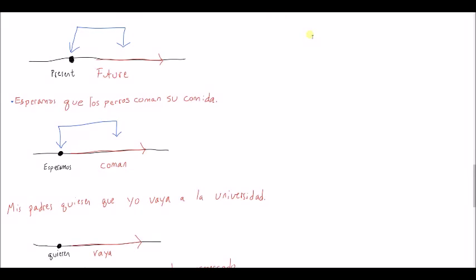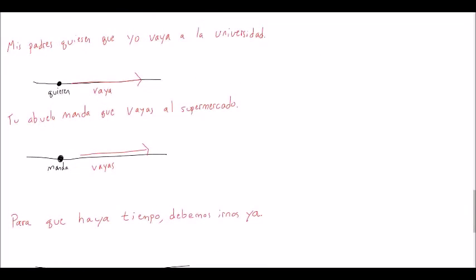We can see the next example as well, scrolling down. Mis padres quieren que yo vaya a la universidad. My parents want me to go to college. Them wanting, that action is happening right now, but it's talking about something in the future, something that could or could not happen in the future. But those two facts are related. Them wanting is happening, they want something to happen in the future. And because of that, we use the subjunctive.